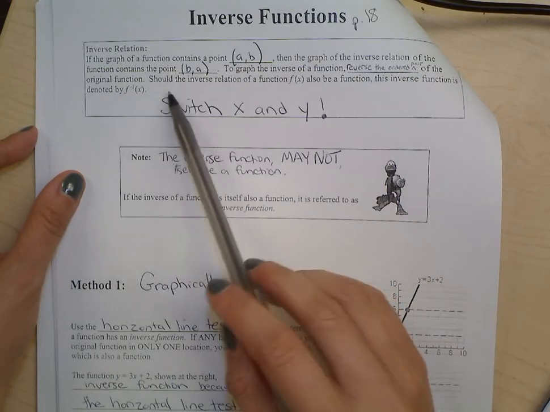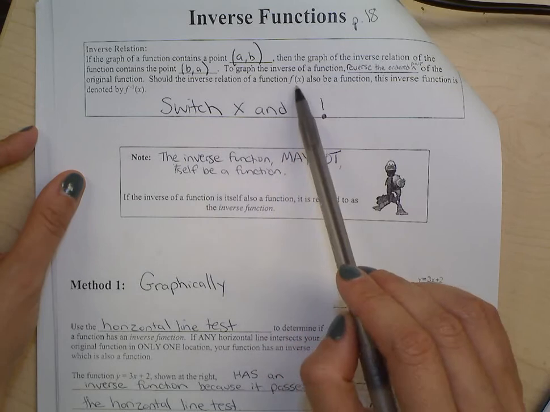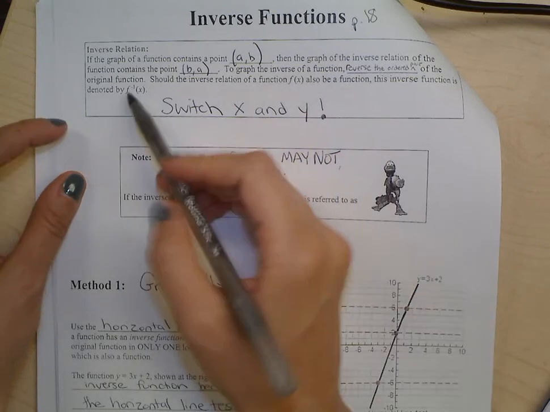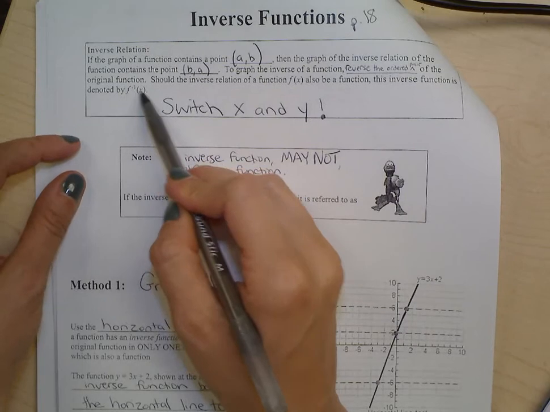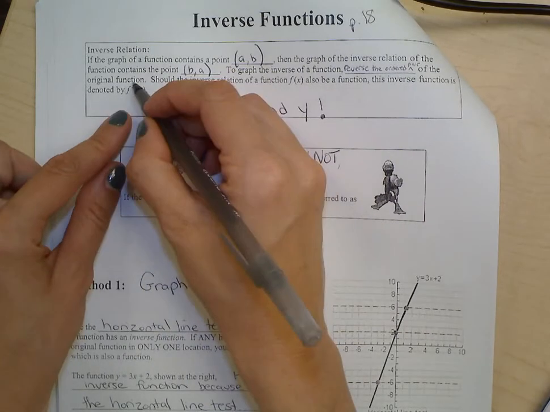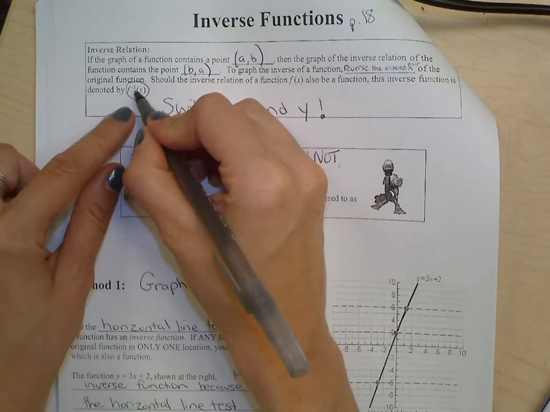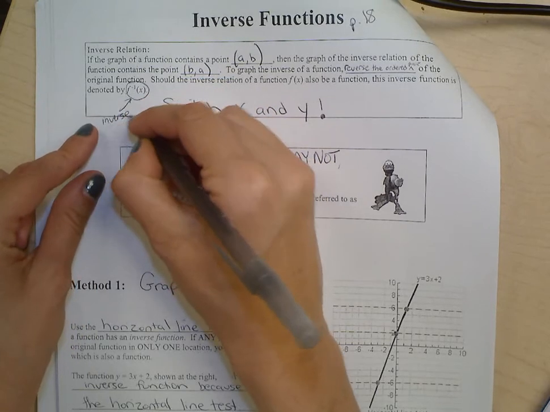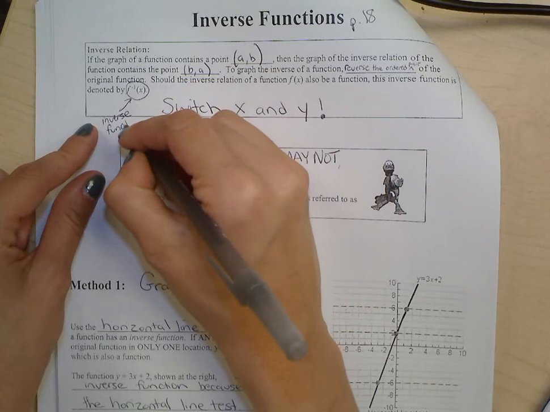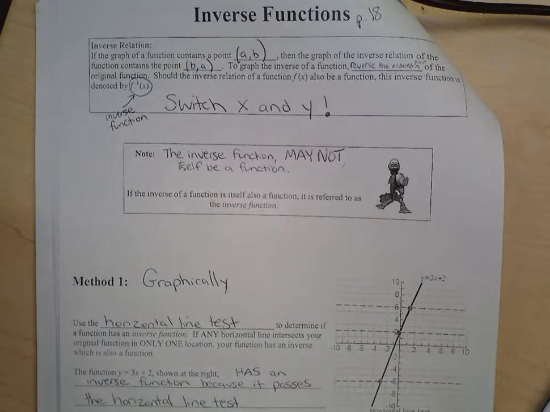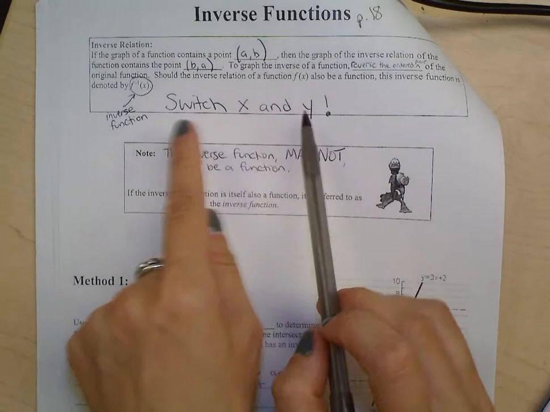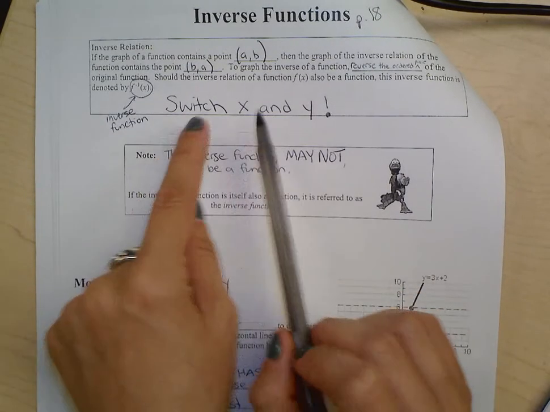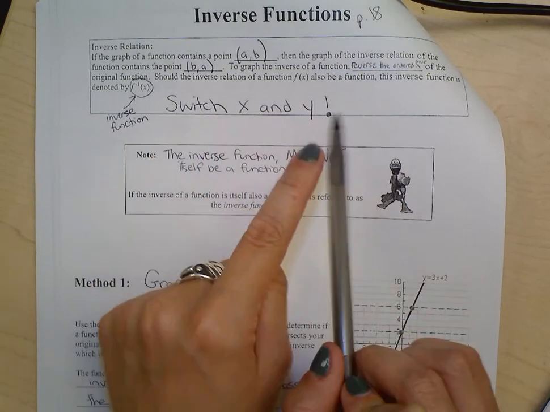Should the inverse relation of a function f(x) also be a function, this inverse function is denoted by f⁻¹(x). So this symbol here with that little negative 1 means inverse function. So whenever you see that, that means it's the inverse. The key thing that I want to focus on with inverse functions, or how to take inverse functions, is we're switching x with y. And we'll go over an example in a second.